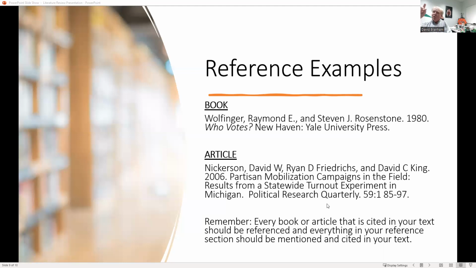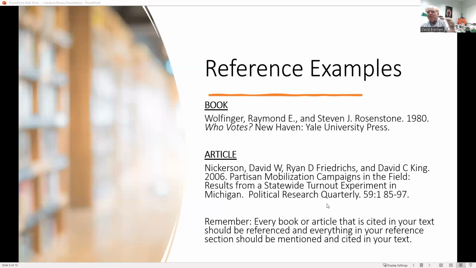It's important because when you're reading the text and it says Wolfinger and Rosenstone 1980, you want to be able to go right to the reference and see what they're talking about. You're going to go down to the W's because you know it's Wolfinger. And so your reference page has to be in alphabetical order by the last name of the first author.